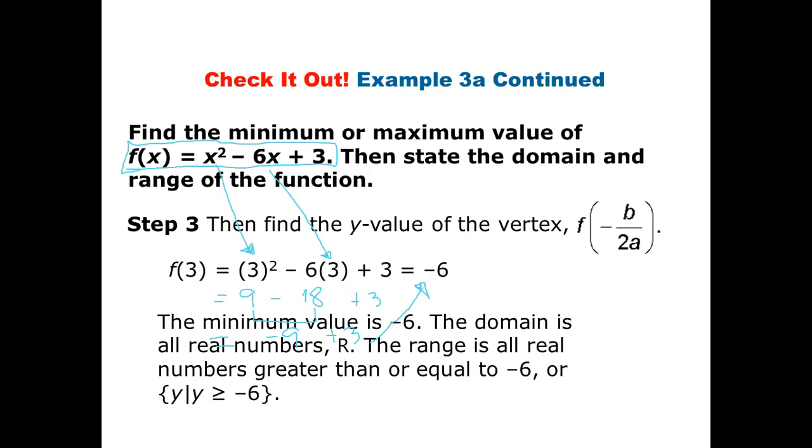The domain is all real numbers. So we know that all of those are real numbers. The range is all real numbers greater than or equal to negative 6, or for the y-intercept, y is greater than or equal to negative 6. So negative 6 is the lowest, because it is greater than or equal to. So negative 5, negative 4, all of those can be part of the range of the y-intercept.